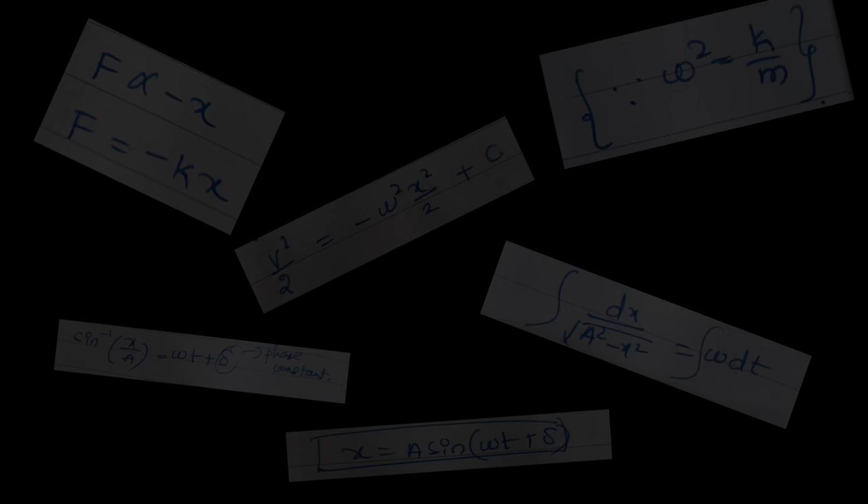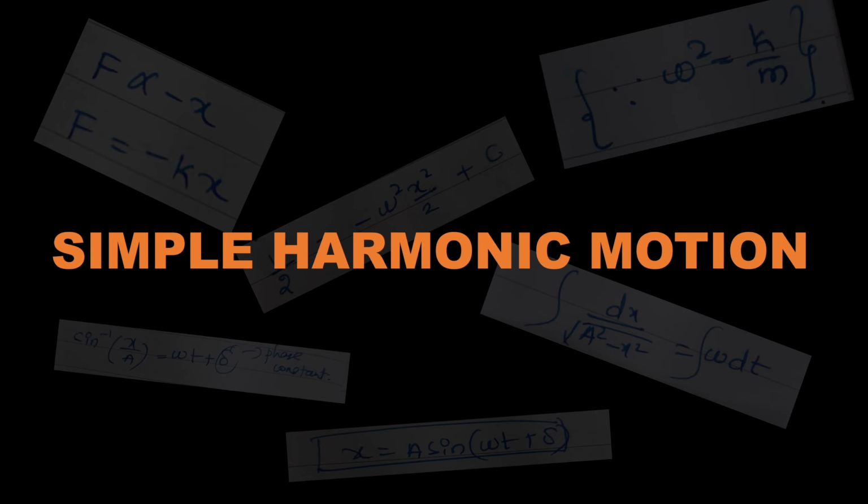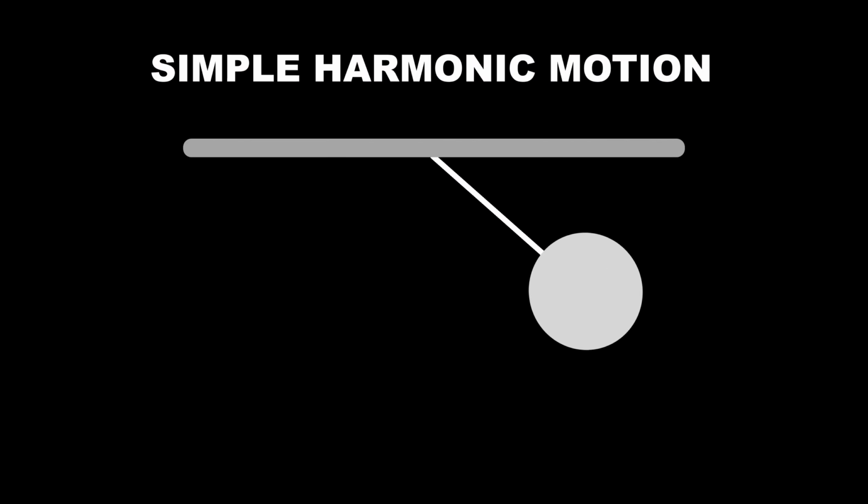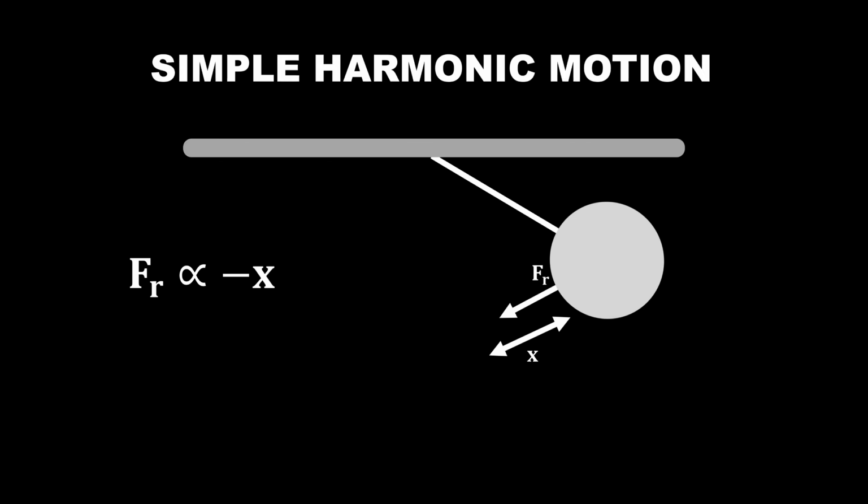Before we dive into the details, let's begin with a brief overview of simple harmonic motion. Simple harmonic motion refers to the back and forth motion exhibited by a system. In this, the restoring force acting on it is directly proportional to its displacement, but opposite in direction.